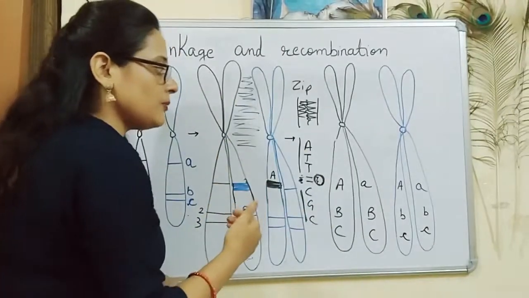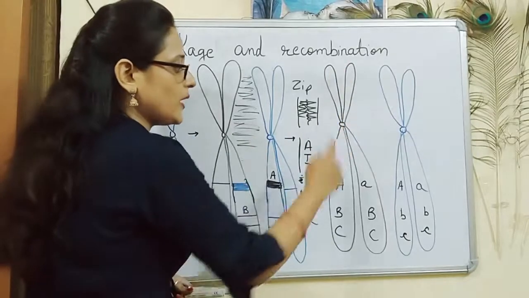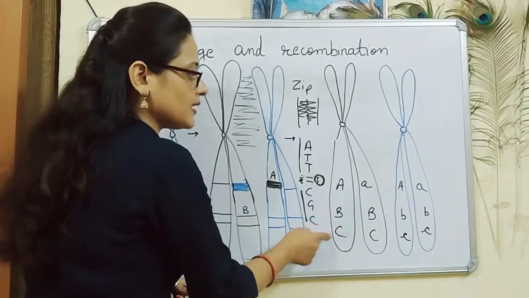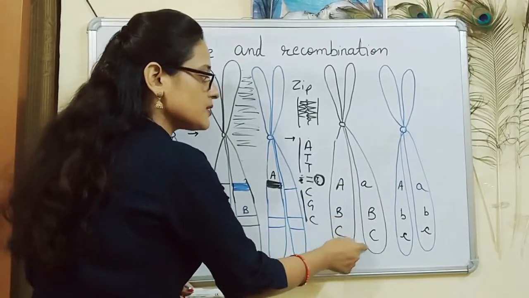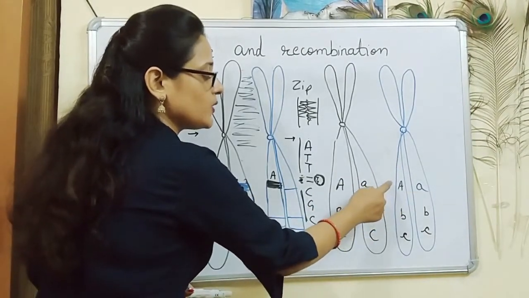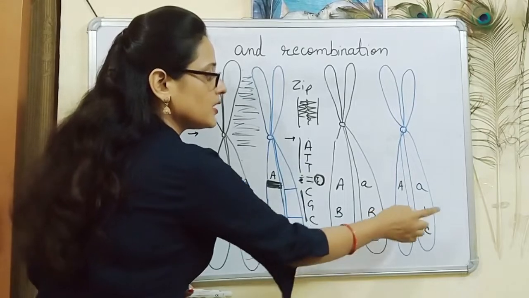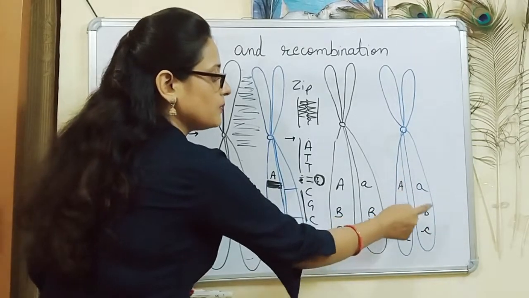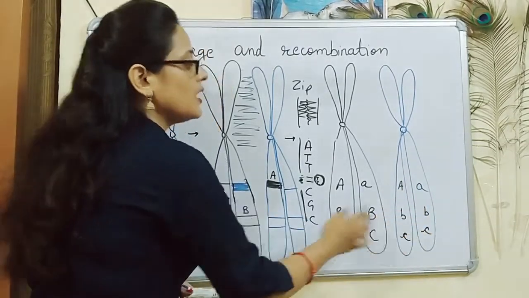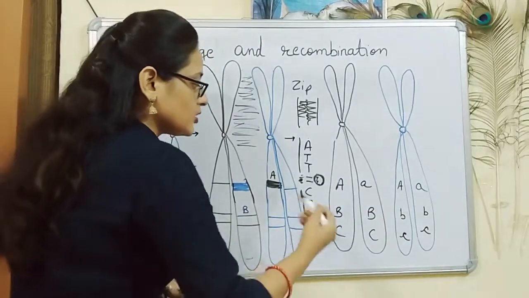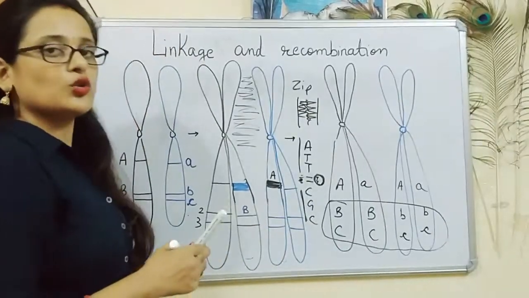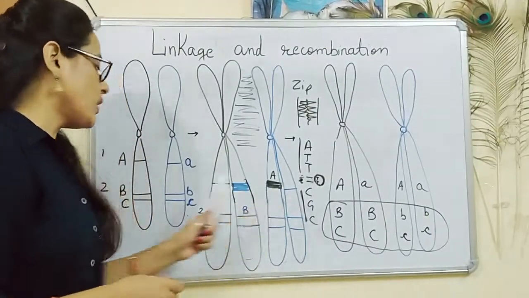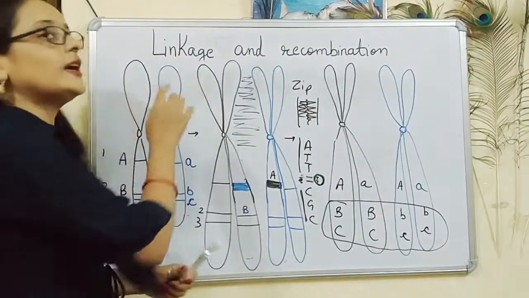When gametes are formed, this chromatid will enter into one gamete, which will be A, B, C. This one will enter into another gamete, which will have small a, small b, small c. This will enter into one gamete, which will have capital A, small b, small c. This will enter into the fourth gamete, small a, small b, small c. So genes 2 and 3 always move together because they are very close to each other. That is, genes 2 and 3 are showing the process of linkage.